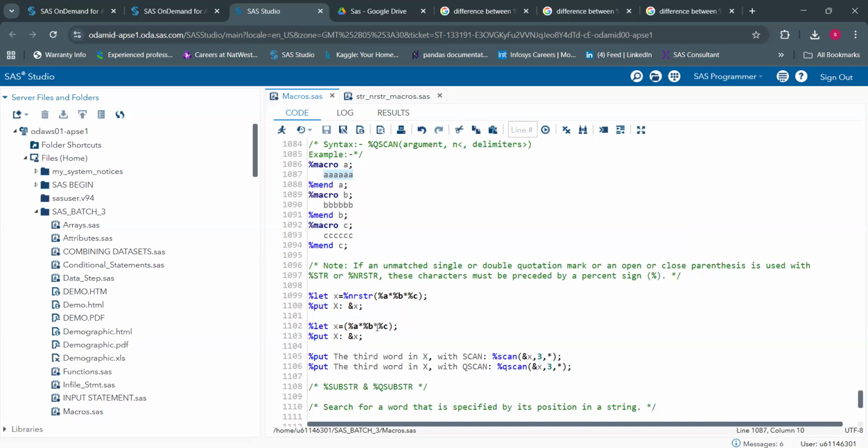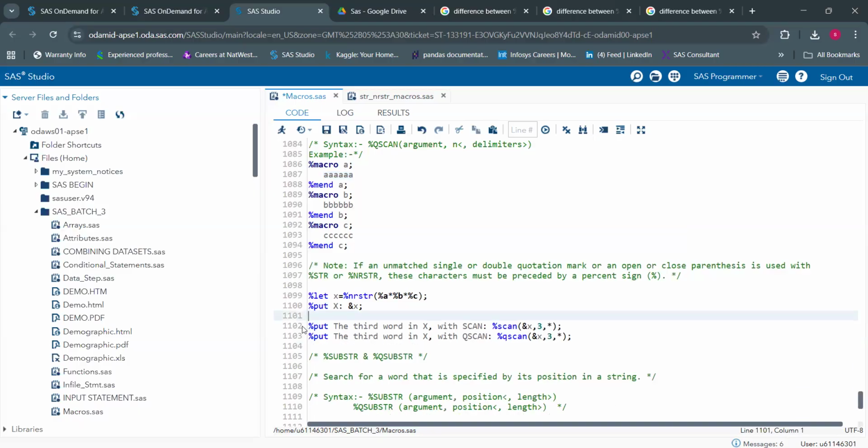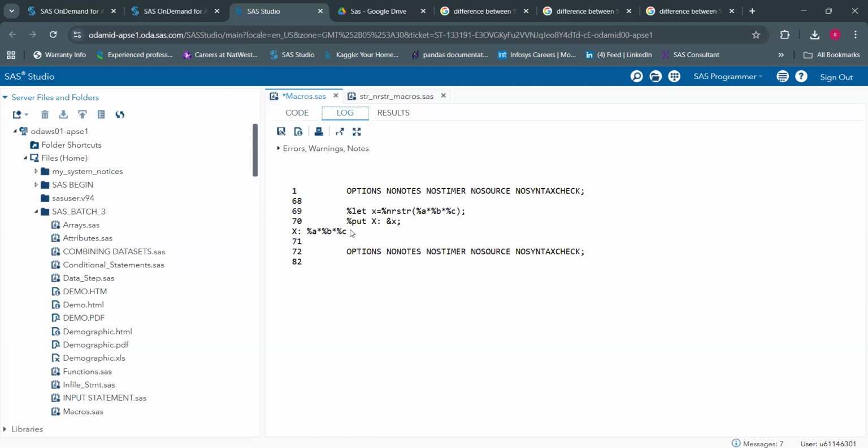But on the contrary, we don't want percentage A to be resolved. That's when we use NRSTR. It simply masks these percentages wherever you find them and treats them as simple special characters. That's it. So SAS won't trigger them as macros, and we get the data as it is.